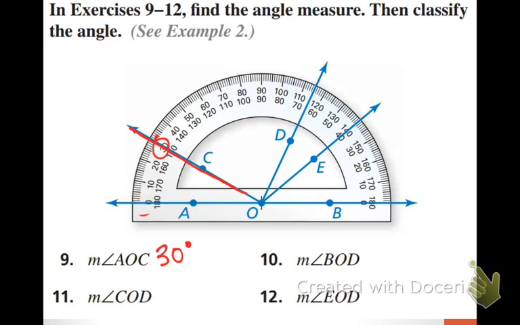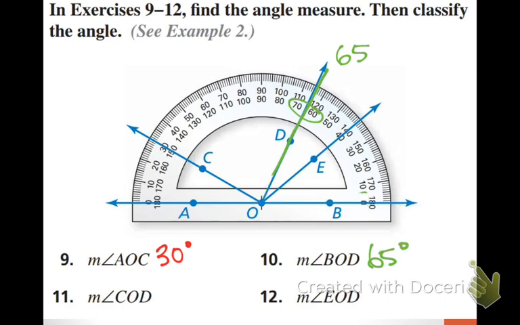We have BOD. Again, it's not on your paper. We're just talking. BOD. Are one of these rays at 0? Yes. Is 0 on the top or the bottom row? Bottom. So we're going to read the bottom row again. It is 65. These are notes from Friday. All right, so how many degrees is this? 65.